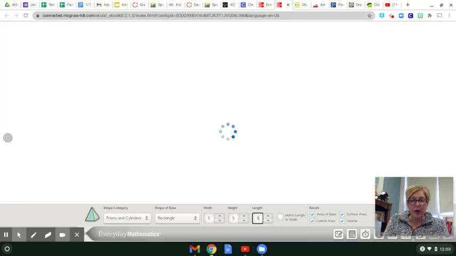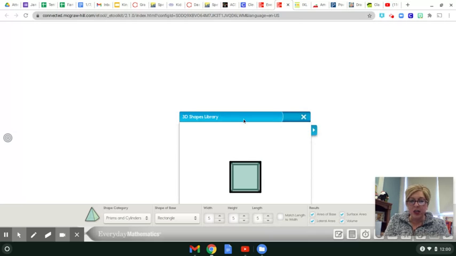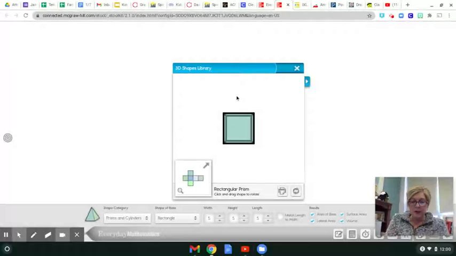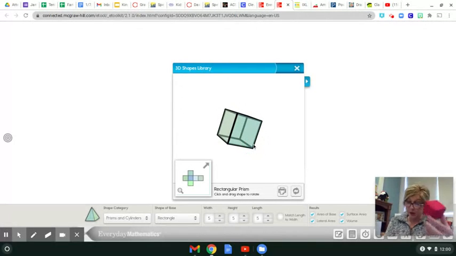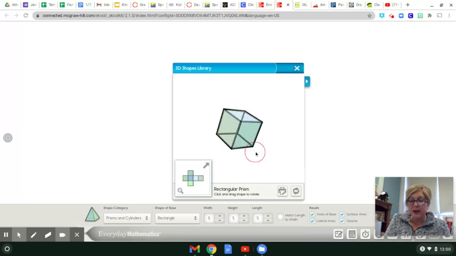Okay, as I pull up my 3D shape, here it is. Okay, I can turn it to kind of show you the different sides and show that it does take up space. This cube that you see kind of looks like it could be made out of glass. It's see-through, so you can look through it and see all of the sides that make it up.